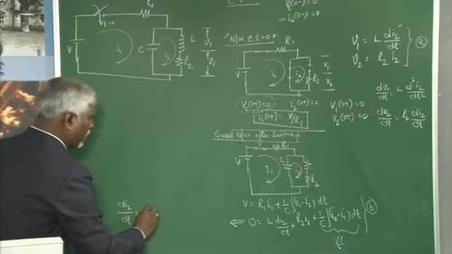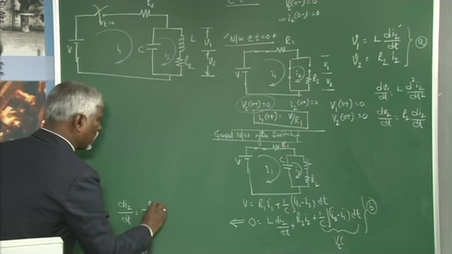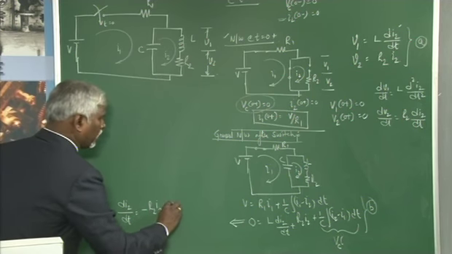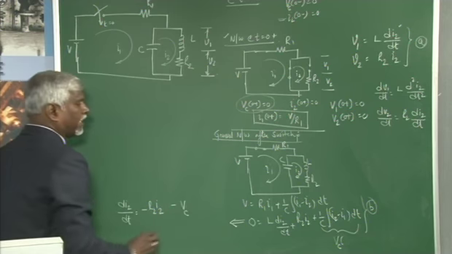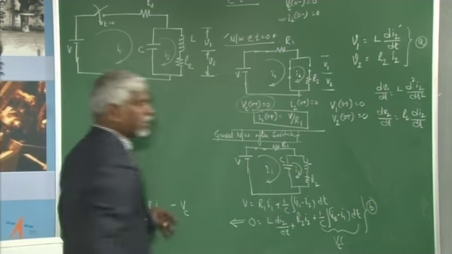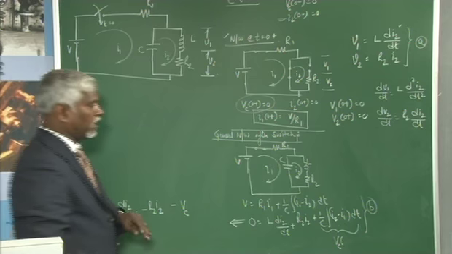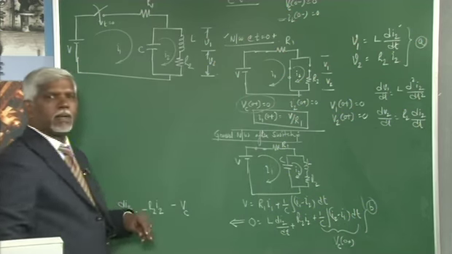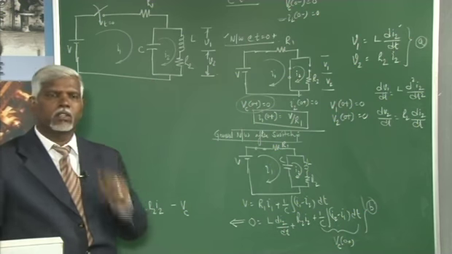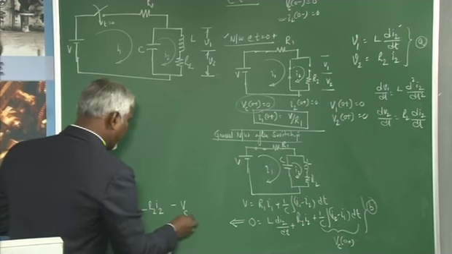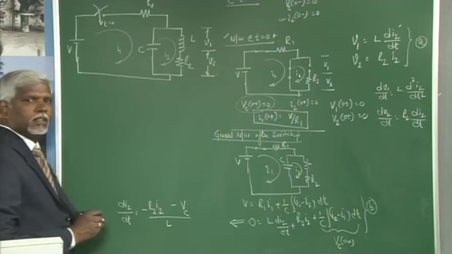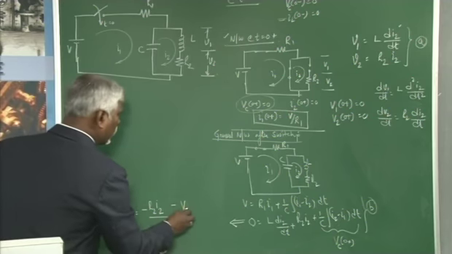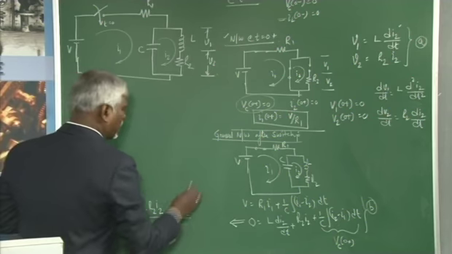So, it is nothing but minus R2 I2 minus Vc, which is the voltage across the capacitor. If I take this at 0 plus, later on 1 by C integral of I2 minus I1 is nothing but the voltage across the capacitor, divided by L. So, this voltage across the capacitor at t equal to 0 plus is 0.